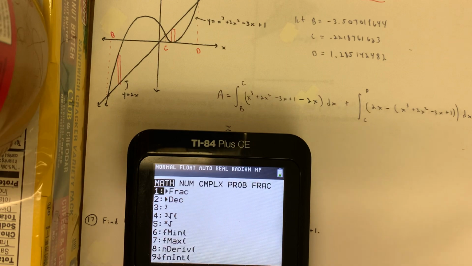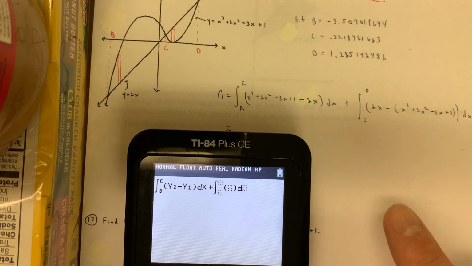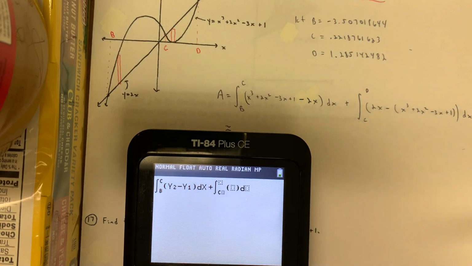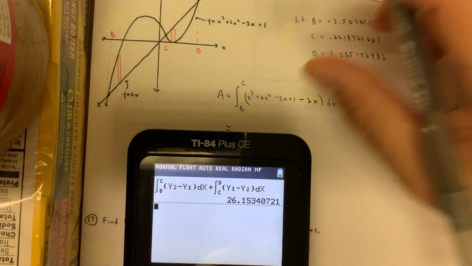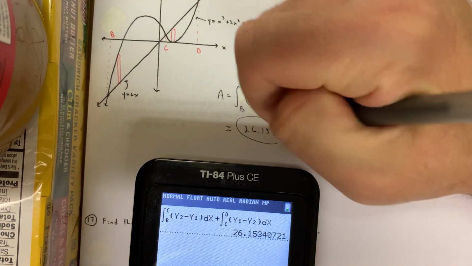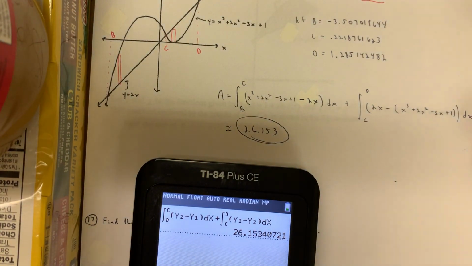Okay, little math niner. Now from C to D, where the last one left off at C, we're going to pick up right here. So little alpha C up to alpha D. And then you can see inside here, we now have Y1 minus Y2, Y1 minus little alpha with Y2 with respect to X. And look at that. Now just hit enter. And I get 26.153 approximately.